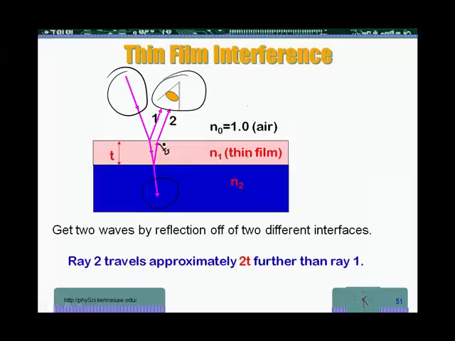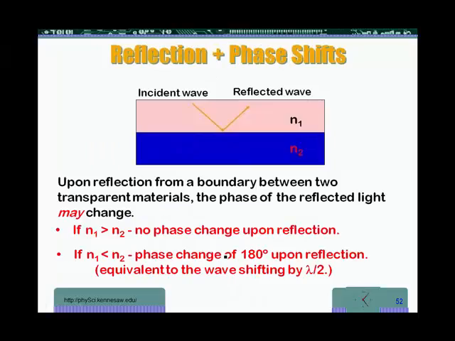Now, ray 2 has traveled this extra distance more than ray 1. How much is that extra distance? For thin films, if we call the thickness of the film T, if the thickness is quite thin, we can approximate that path difference to 2T and say that ray 2 travels approximately twice T further than ray 1. That's one point. But that's not the end.